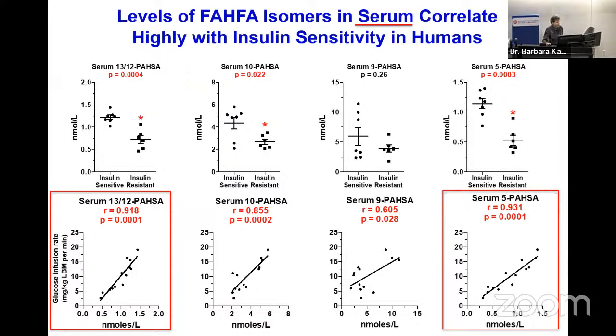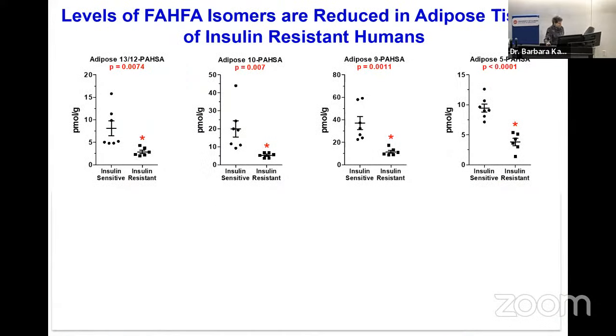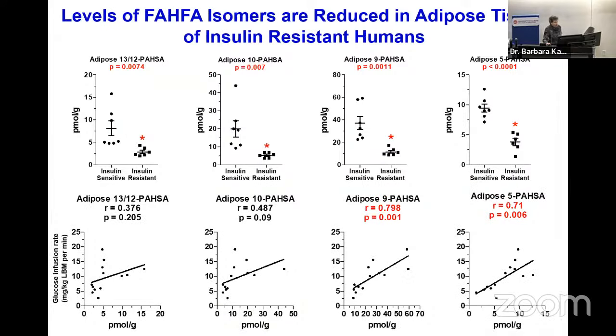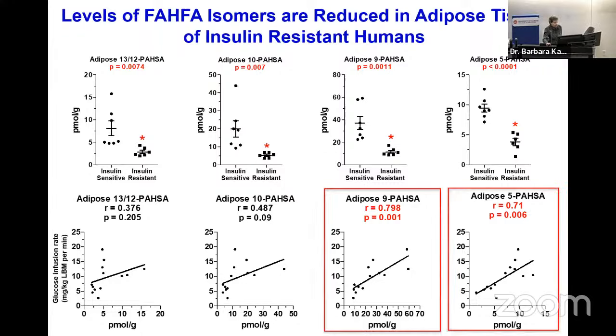So I asked for fat biopsies from these people, and you can see the PASAs are also reduced in the adipose tissue, and the adipose levels also correlate with insulin sensitivity, but the correlations are not quite as strong for adipose tissue as they are for serum, but still 0.9, 0.798, 0.71.